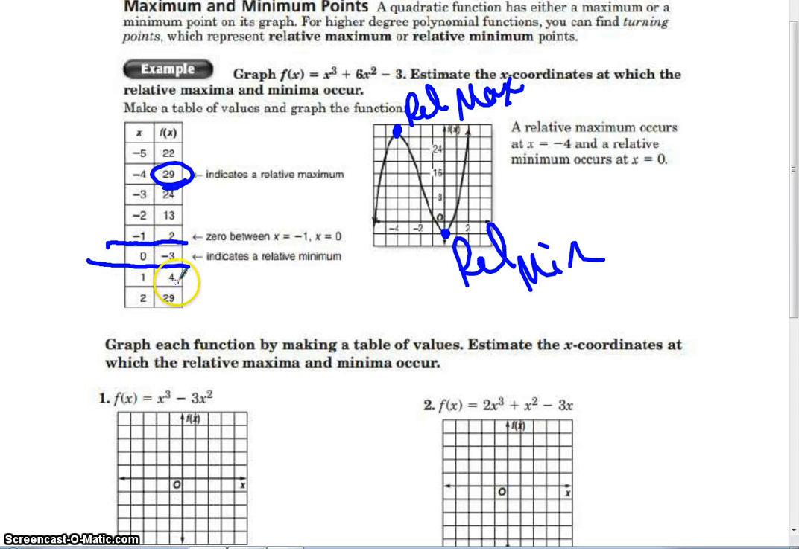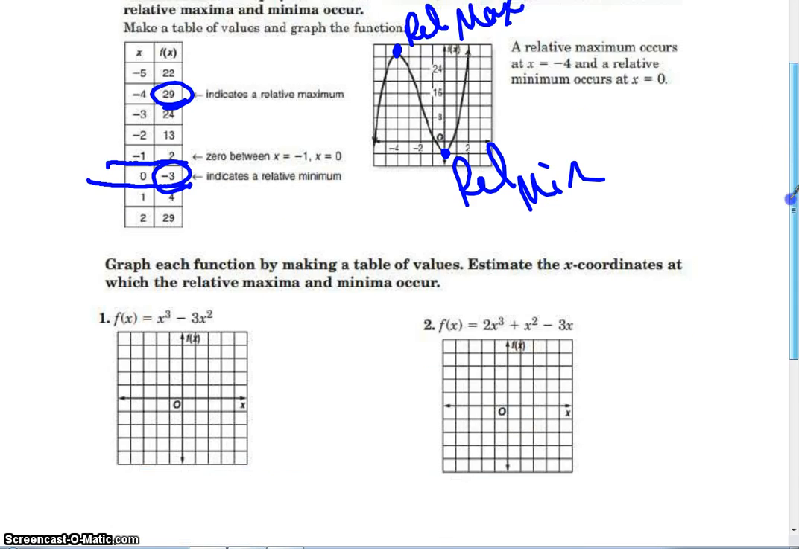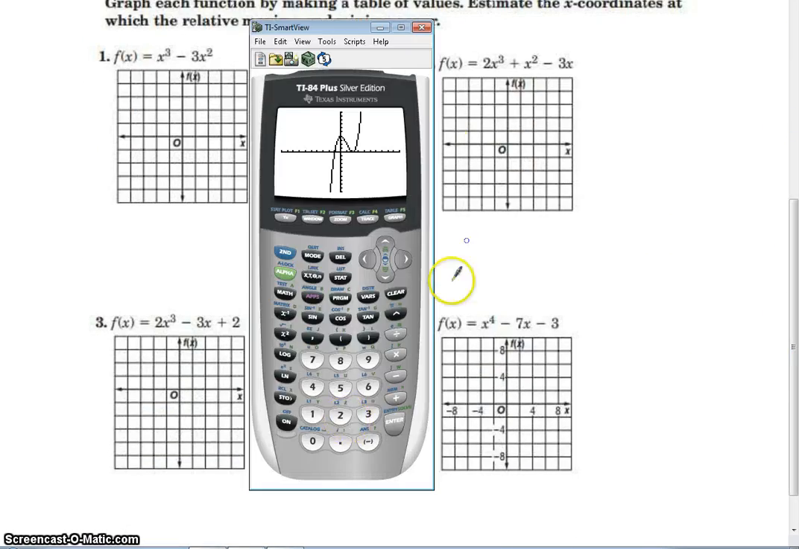And then we should have a low point. It was going down and it started going back up. So I have a relative maximum, a relative minimum, and my zeros. So let's look at number 1. What do y equal? Clear it out. We have x to the 3rd minus 3x squared.